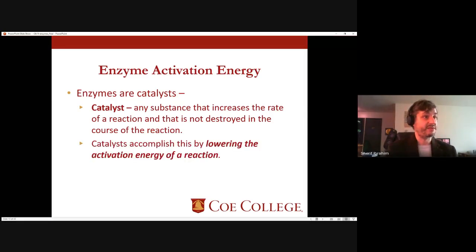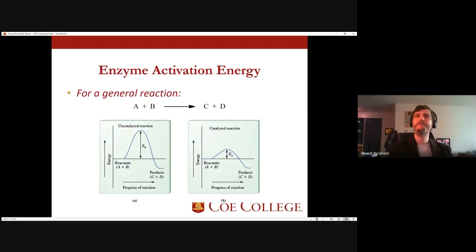How do catalysts do this? What they do is they lower something called the activation energy for a reaction. It's going to get a little bit thermodynamic-y, but if you pay attention, it's really interesting. So this is a general comparison of catalyzed and uncatalyzed reactions. I've got a general reaction of A plus B goes to make C plus D.